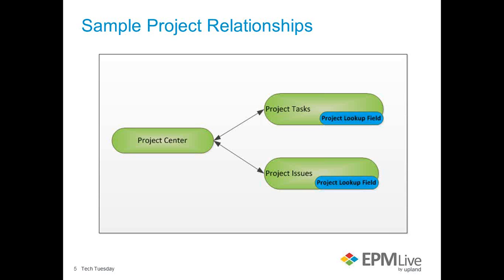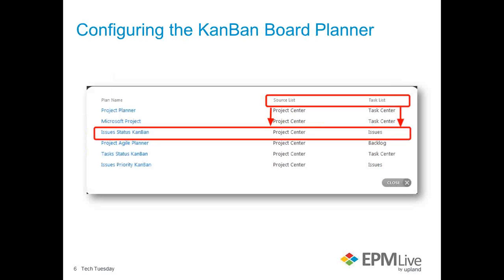EPM Live offers flexibility for you to add one or more multiple boards, which can be configured specific to your business needs. The key here is to remember that there's a relationship that's needed between two lists. So let's review what I've covered so far. A Kanban board planner is added only by your site collection administrator, and it involves two lists. There are many use cases, and this feature was not available previous to 5.6.